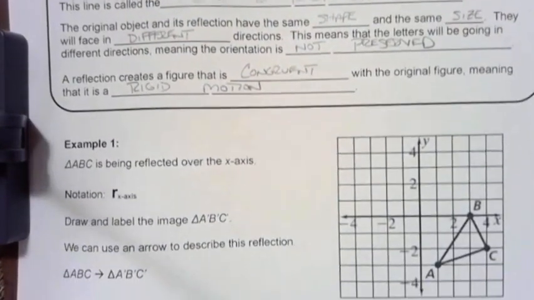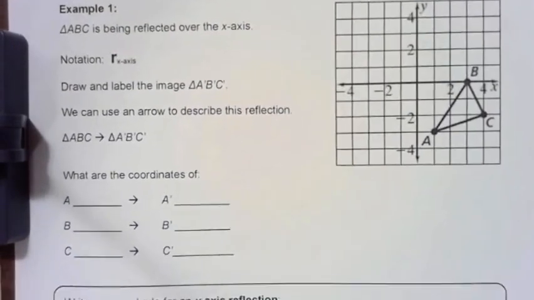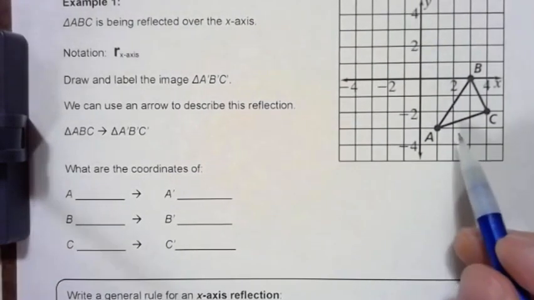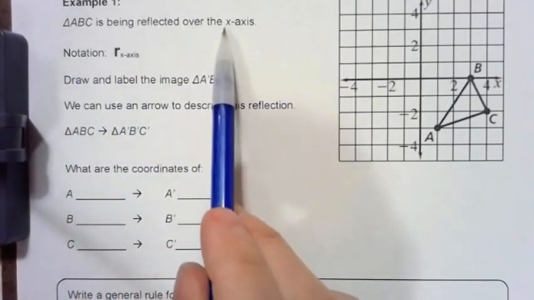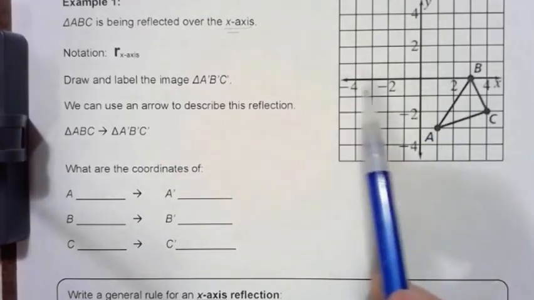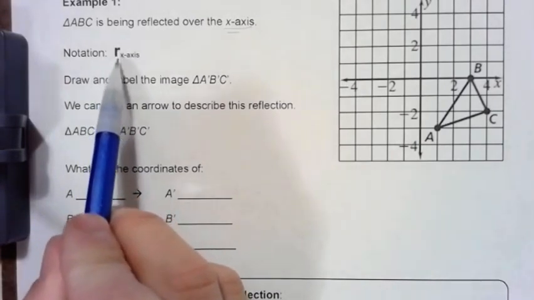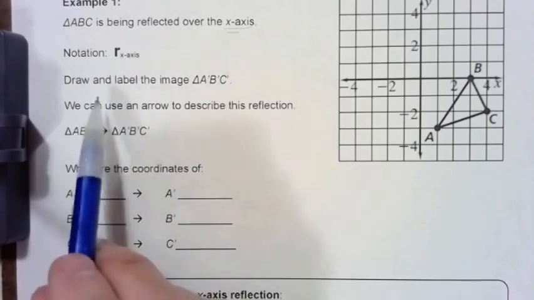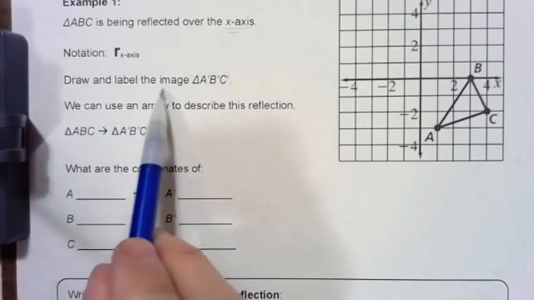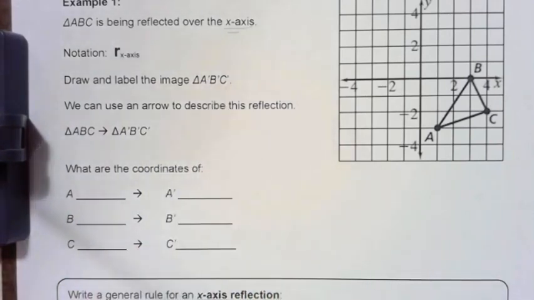We have a triangle ABC, already graphed on the coordinate plane. What we want to do is take triangle ABC and reflect it over the x-axis, this axis right here. The notation for this is a lowercase r with x-axis, which means a reflection over the x-axis. We're going to draw and label our image as A prime, B prime, C prime. Let's see what we can do to come up with that triangle.